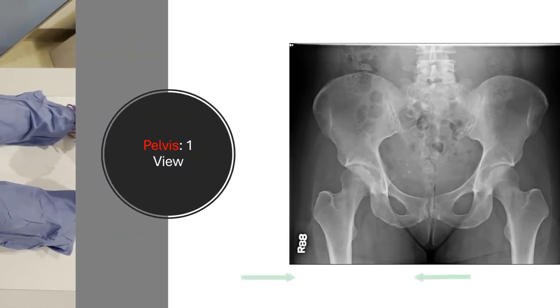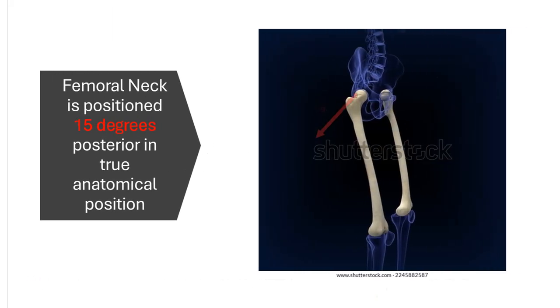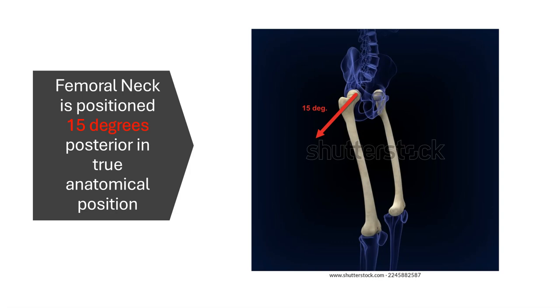As you can tell, the feet are rotated in 15 degrees, and there's a reason why. Let me show you. Femoral necks angle 15 degrees posteriorly to the body. You can see a good representation here in this model. So by rotating the feet internally 15 degrees, it's going to put these femoral necks nicely in profile.